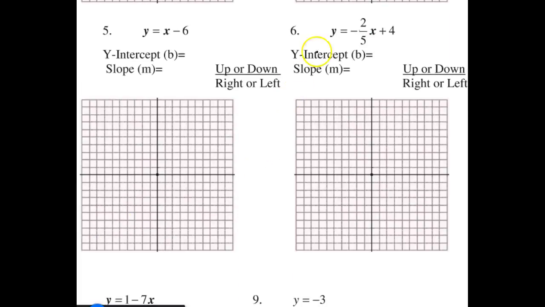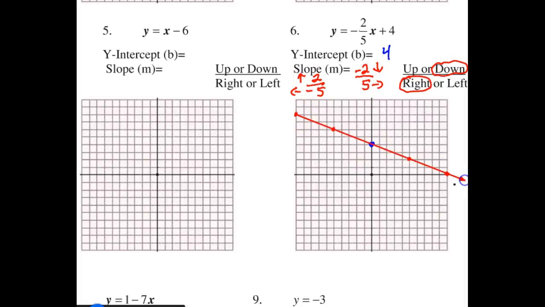Okay, let's take a look at 6. So we have a y-intercept of 4. Start at 4. 1, 2, 3, and 4. And we have a slope of -2/5, right? So that's going to be down 2 and to the right 5. So down 2, right 5, down 2, right 5. You can also go up 2, but left 5. You put the negative on the bottom, you would have up 2, left 5, which is also on the same line.